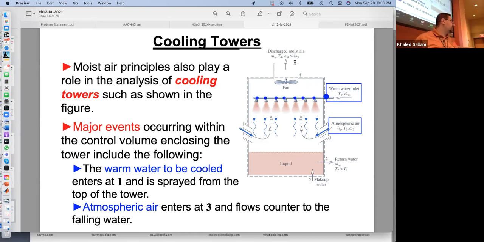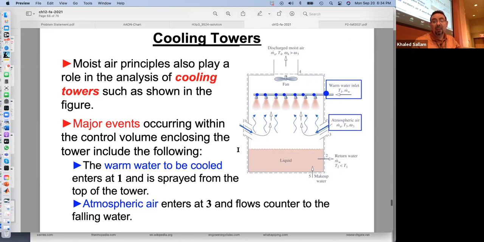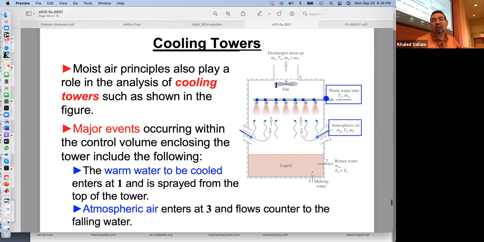And if it's dry cooling, then the best that this water can dream of is to get as cold as T3. Right? Very good. So while the air is being humidified and its omega is increasing, it is cooling down the water.